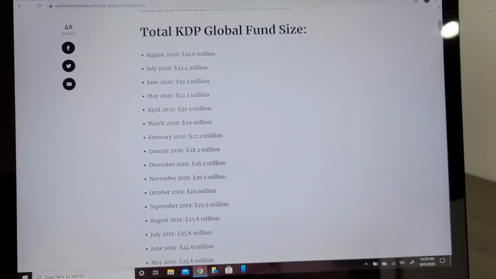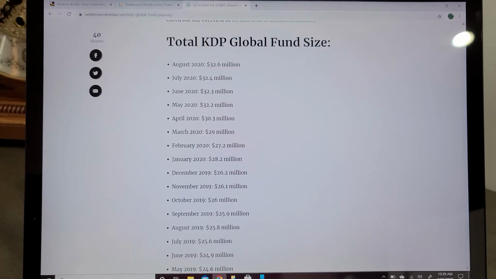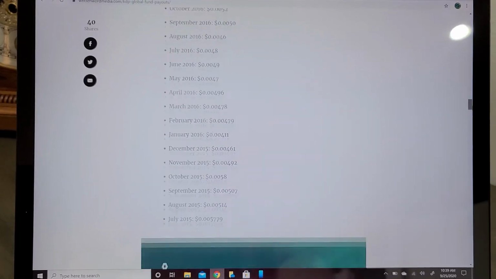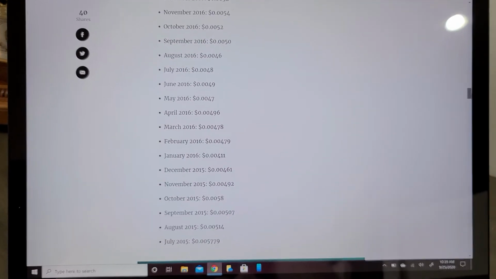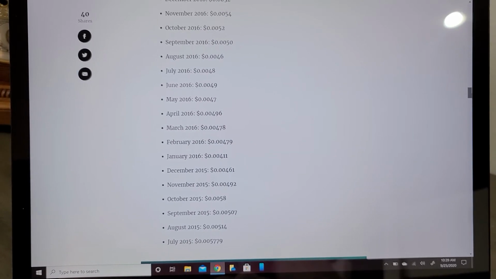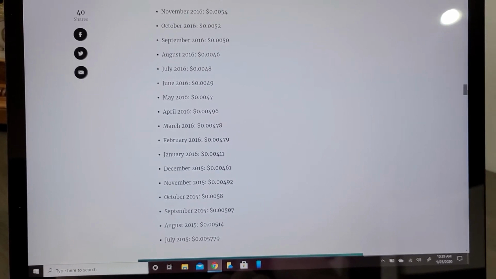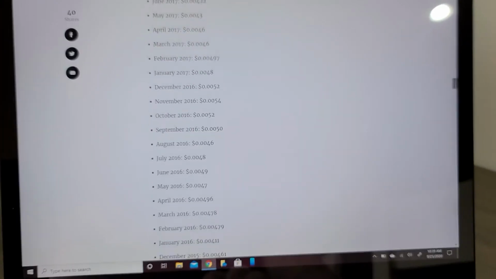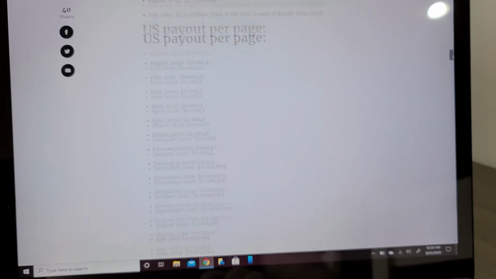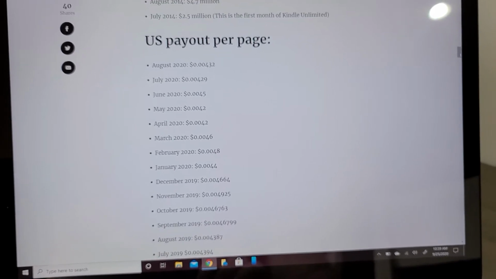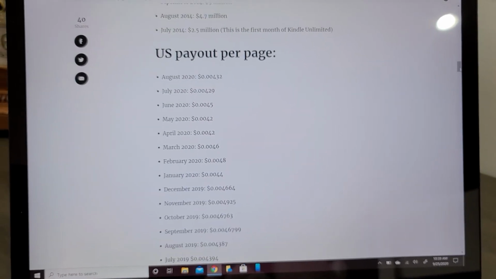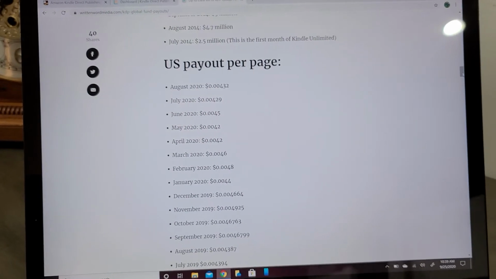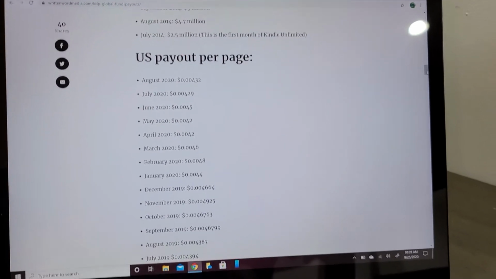Now, what this means is, they have more money to pay out. But because there are more authors, the actual payouts haven't really gotten much bigger. As you can see, in July of 2015, they were paying out 0.0057. I don't think they've been paying out more than half a cent for a while now. Here we are. So the latest is August 2020, and here they're paying 0.00432 cents per page.